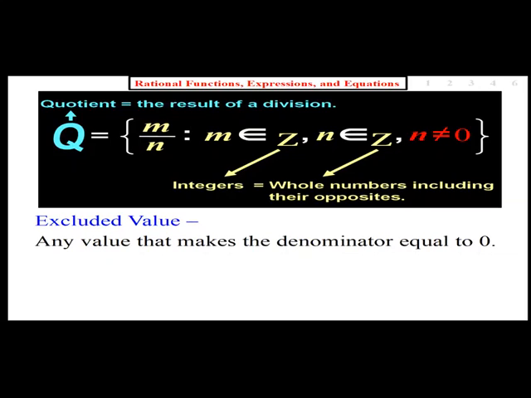So we started off with quotients. The definition of quotient says the set of all fractions m over n where m and n are integers. Let me repeat that again. M and n are integers, and the denominator cannot be equal to 0. And why do we need to know that? Because we're still working on excluded values, which means any value of the variable that makes the denominator equal to 0.